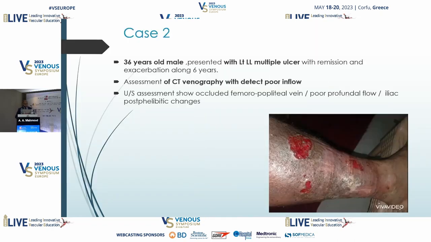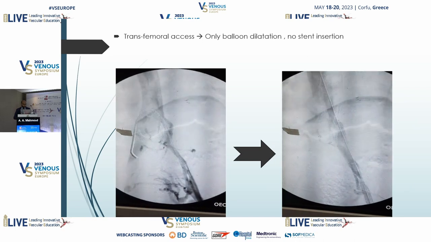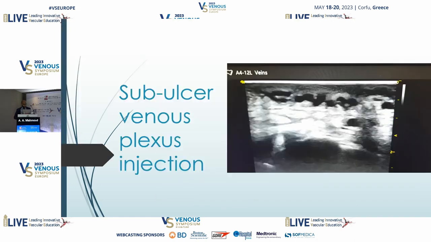Another case, a 36 years old male with multiple leg ulcers. CT venography showed poor inflow and iliac lesion. We did only balloon dilatation without stenting, and also the wound got better.